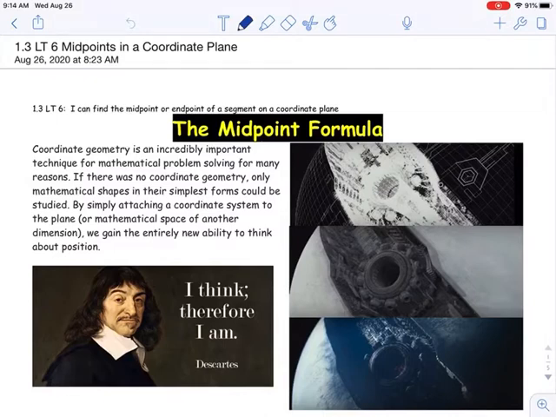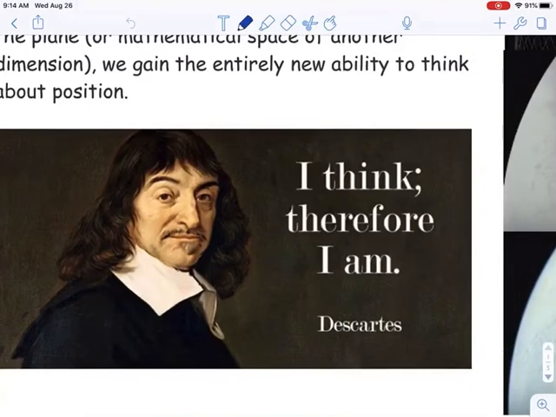If there was no coordinate geometry, only mathematical shapes in their simplest forms could be studied. By simply attaching a coordinate system to the plane or a mathematical space of another dimension, we gain an entirely new ability to think about position. So throughout today, when you're working on a coordinate plane, you can think of this guy right here. This is René Descartes.